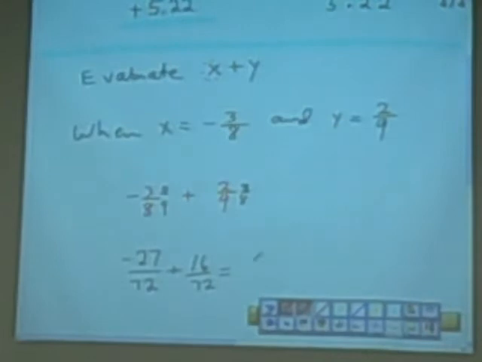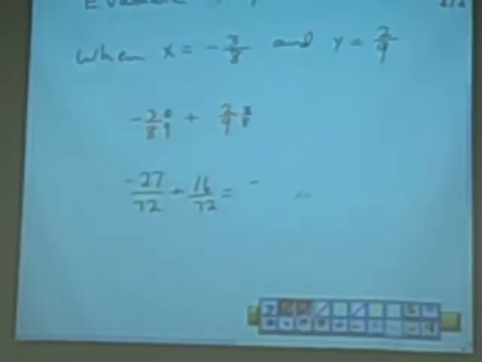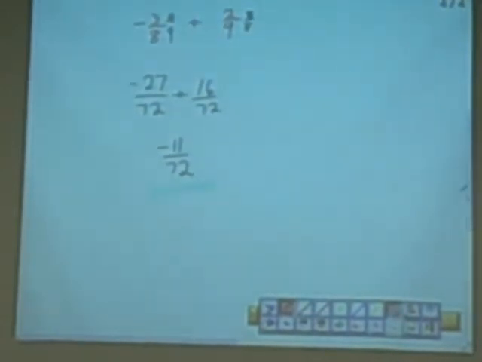Negative 11. I've always been working vertically, so we'll continue. Negative 11 over 72. Can we cancel? No, cannot. That's our answer. Okay, questions? We're going to take a break here in just a minute.